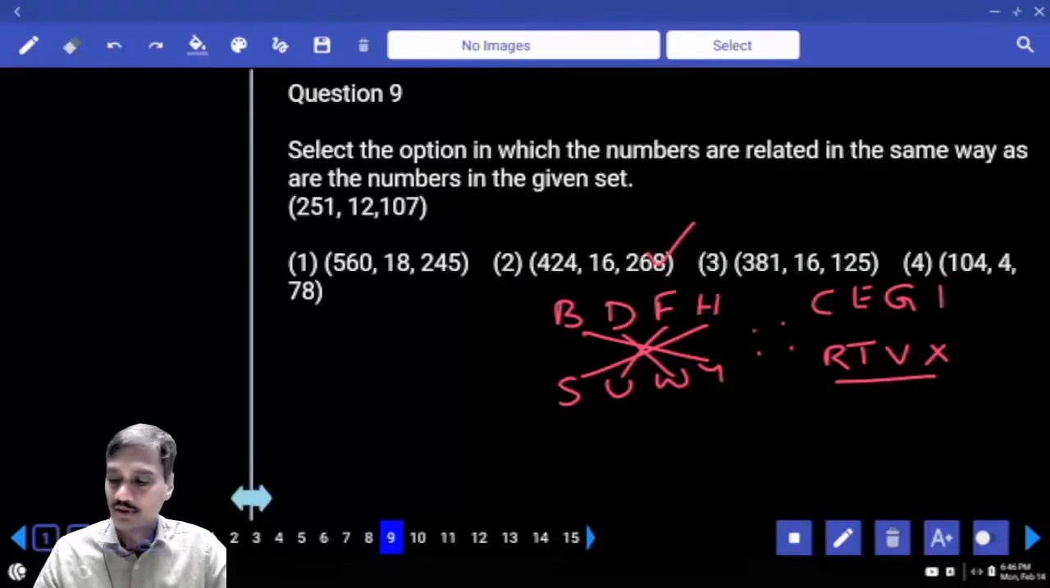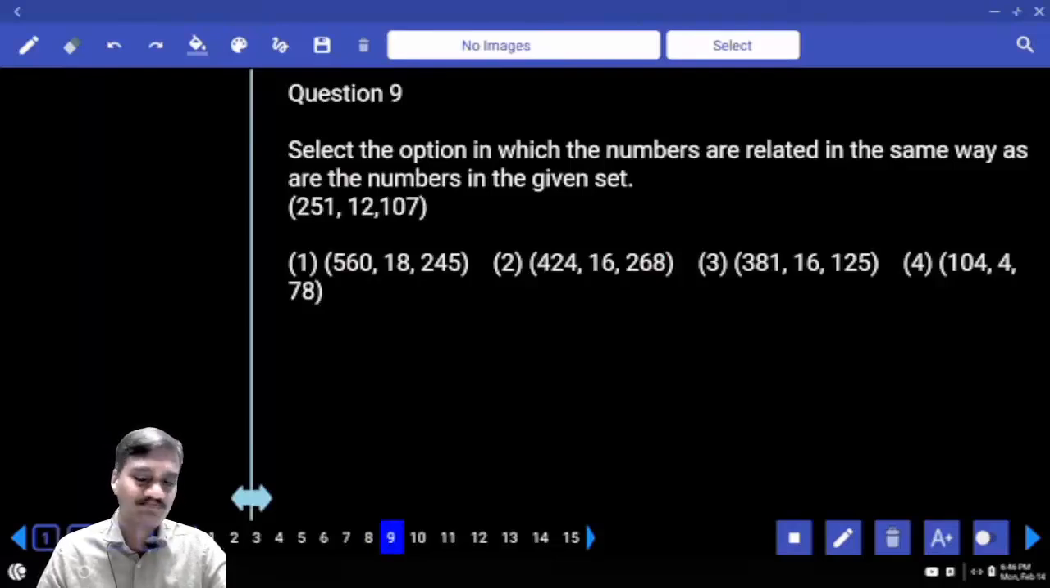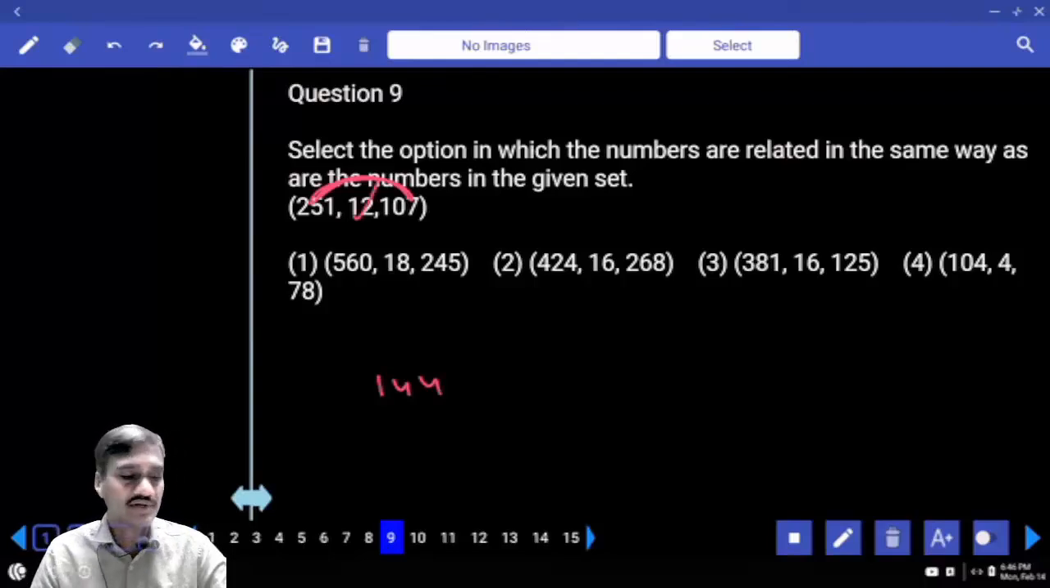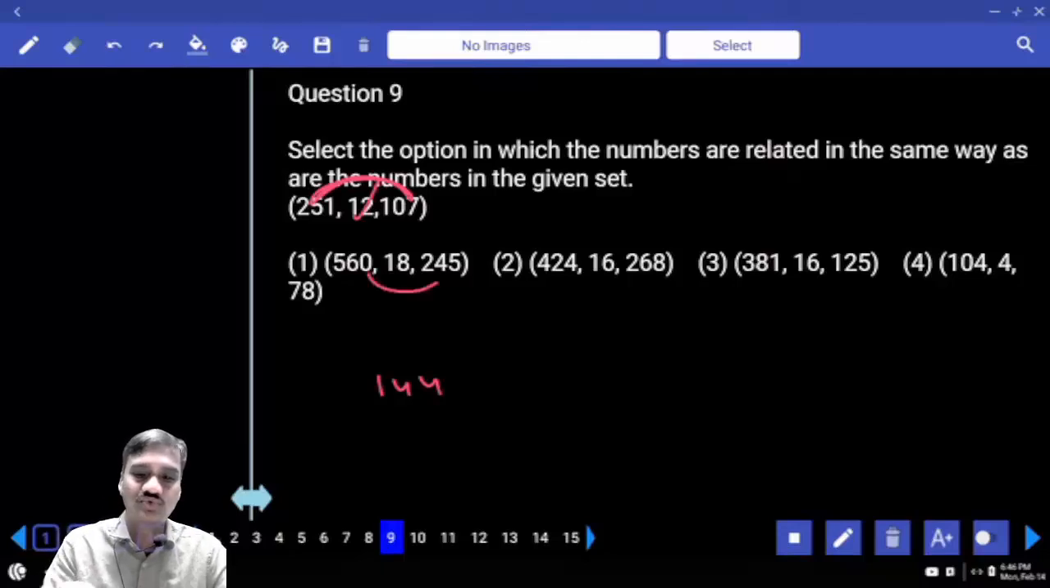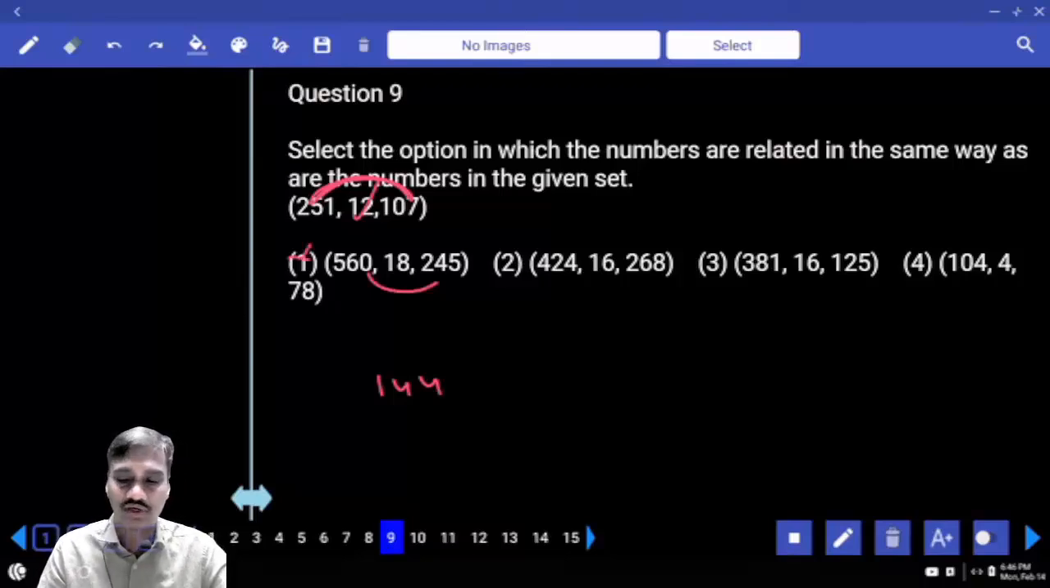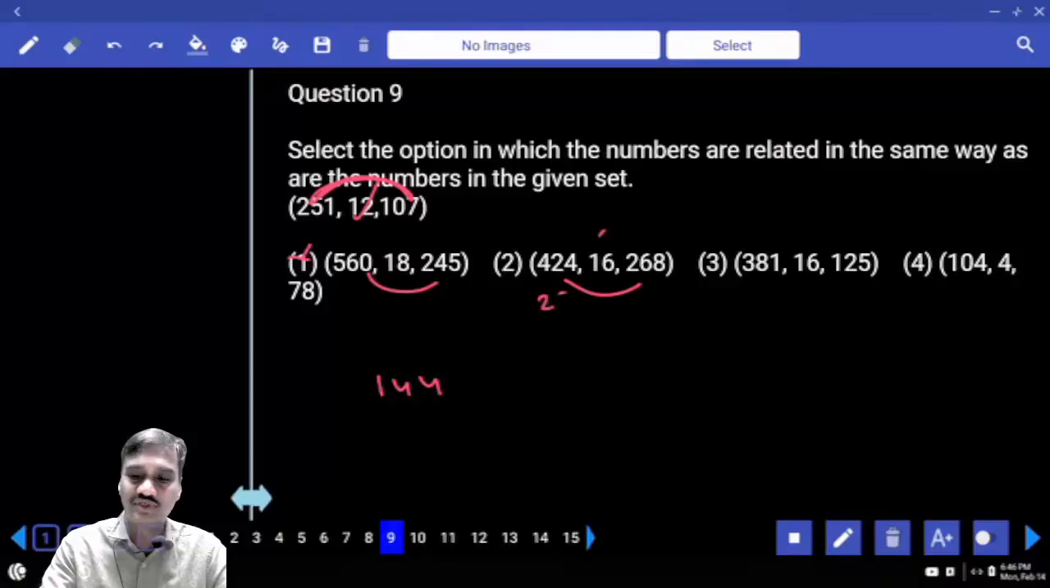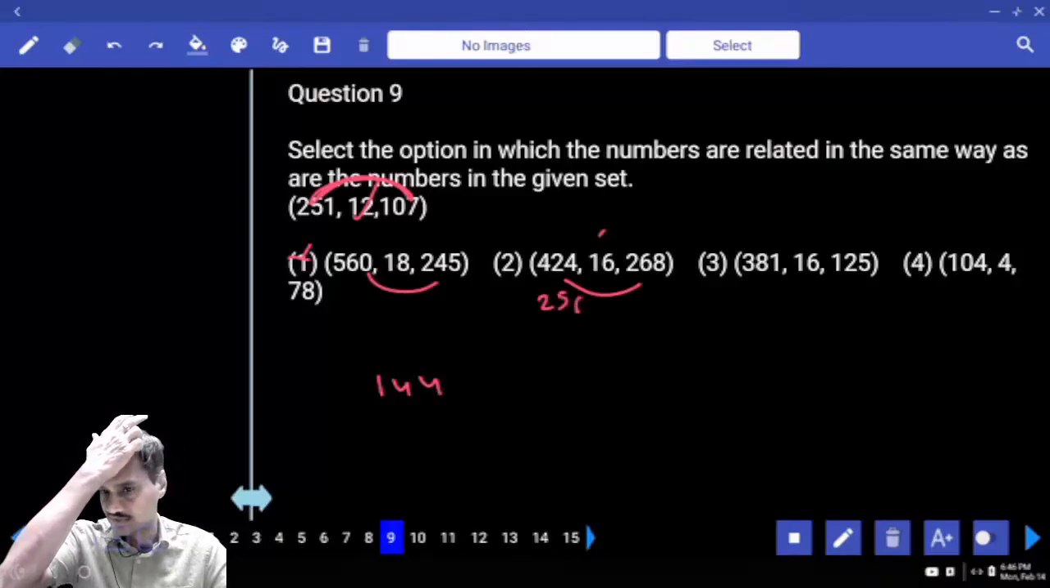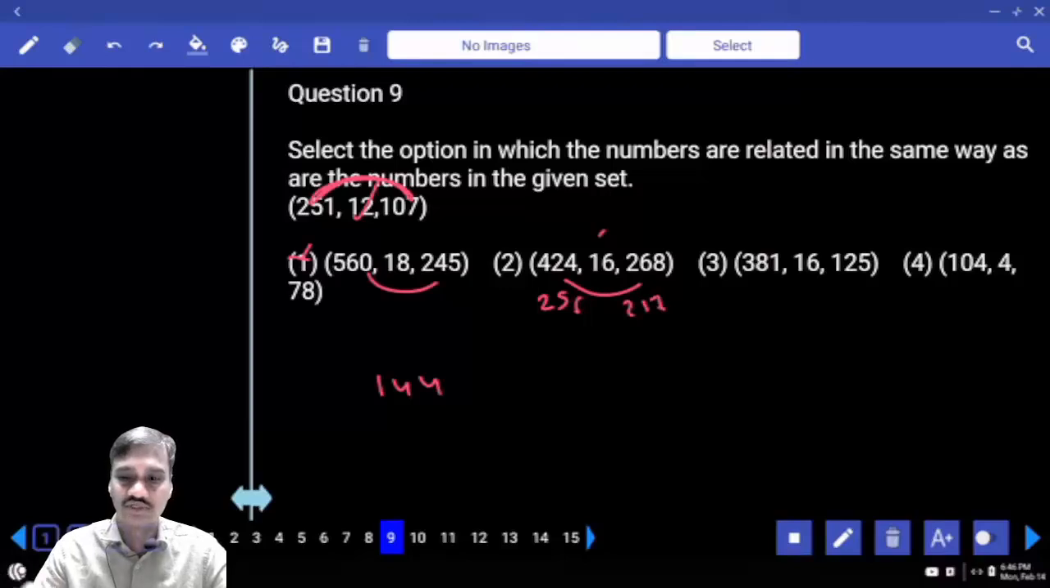Then 9th one. Now in this question number 9, as 251 and 107. Now what is the difference between these two numbers? 144. Now the difference is nothing but the square of the middle number. Now the difference between the first and the last number is the square of the middle number. Then 560 minus 245. 60 minus 45 is 15. 15 is not a square. And 424, 268. What's the answer? And 428 and 16. 16 is how much? 256. And here it goes beyond 600. And 256. Now 256 it is, not 424.